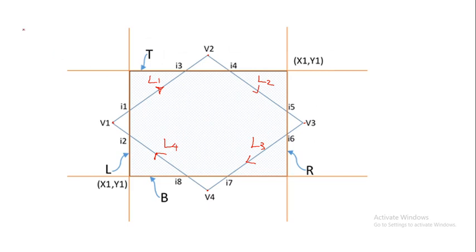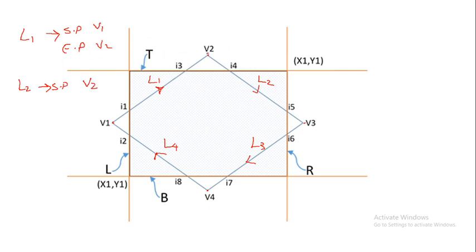The first side, line number 1, has start point V1 and end point V2. For line number 1, you have to follow the direction of the arrow, so V1 is the start point and V2 is the end point. If you consider line number 2, then the start point will be V2, which is the end point of the previous line.